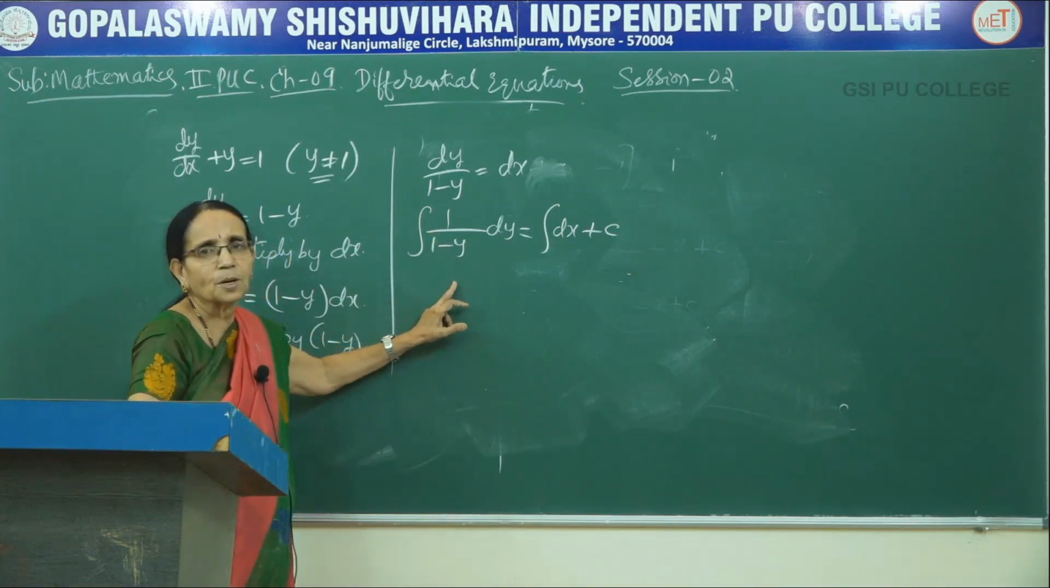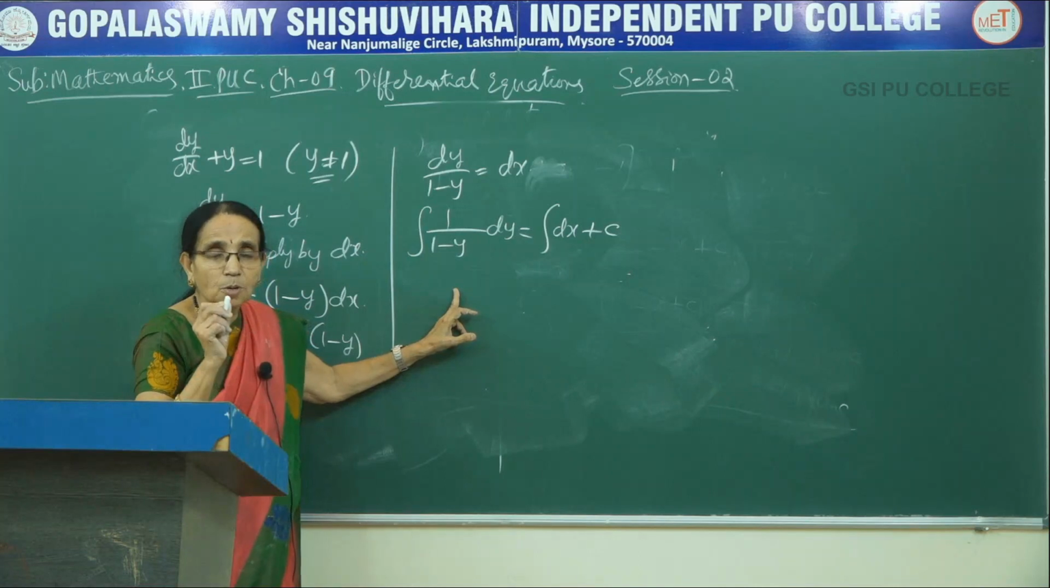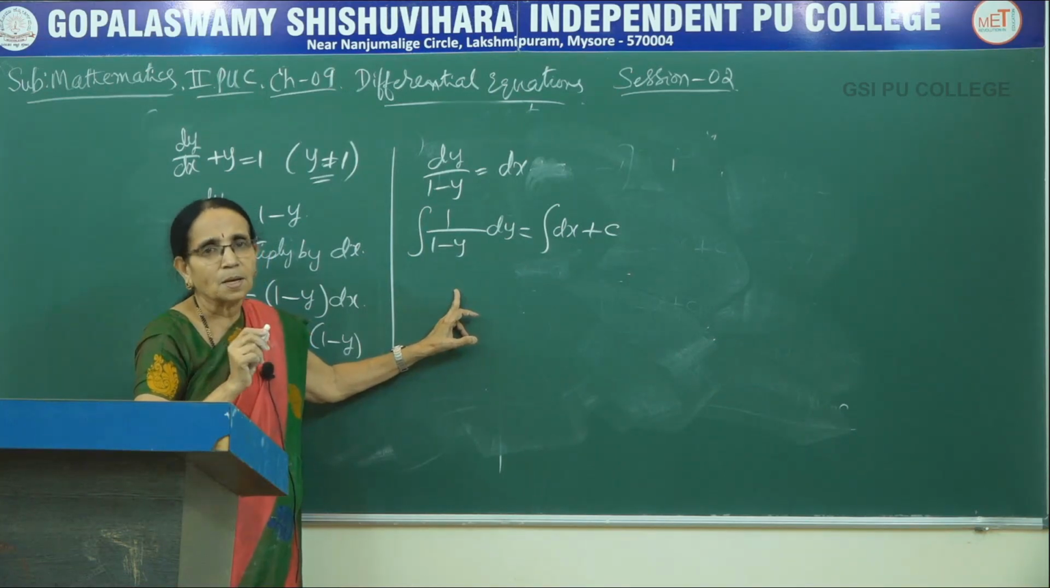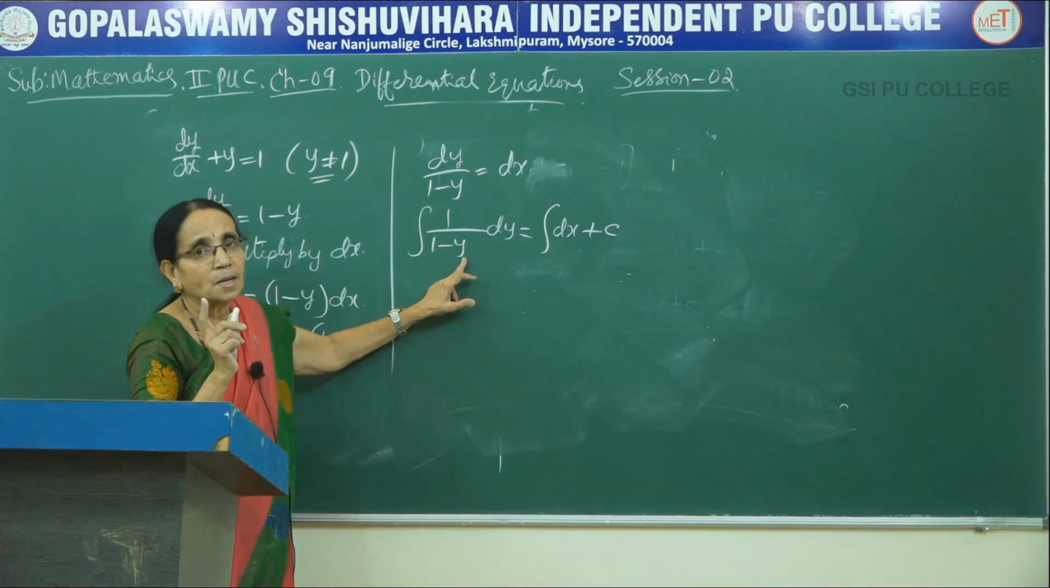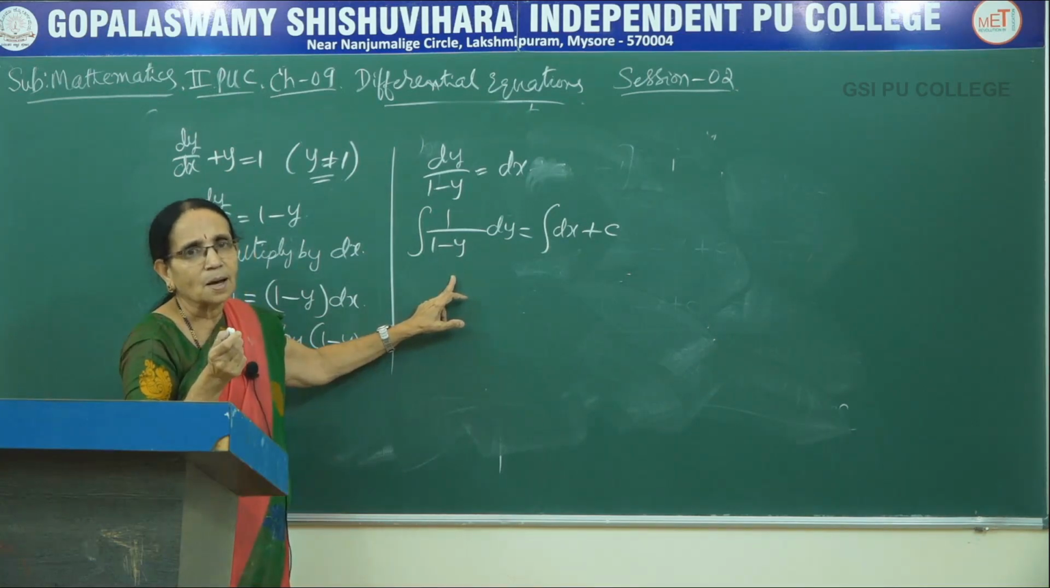Now what type of function is it? It is of the form 1 over ax plus b. Again it is a substitution method only we are following, but here that substitution need not be shown because we are having a linear term. I told you when the linear terms are there, directly you can write the integral.